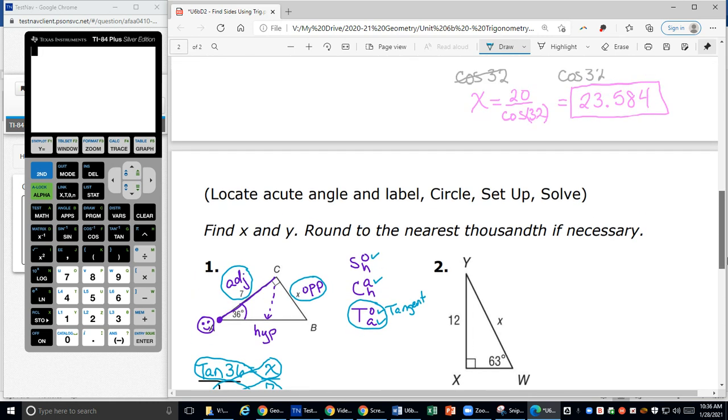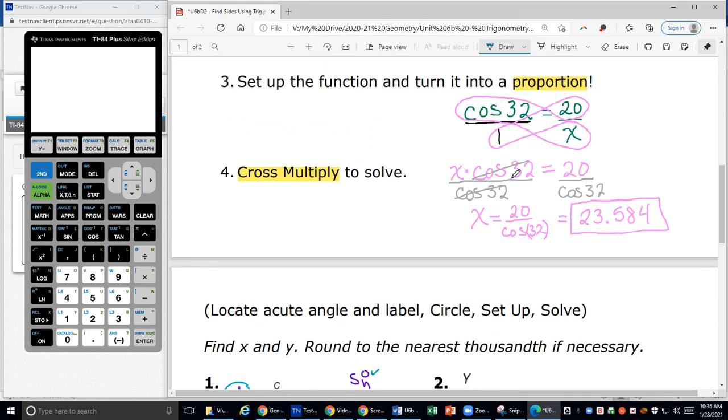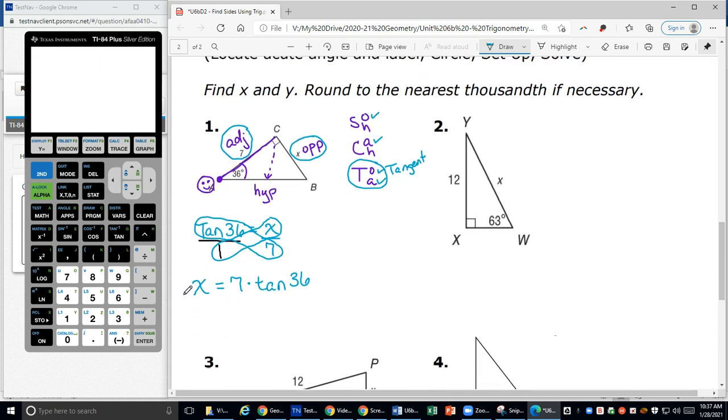Okay? Now, last time I had to divide. If I scroll up, you can see that once I cross multiplied, I had x times the cosine of 32 equals 20. And I had to divide out that cosine of 32 so that I had just x equals and I could type this in the calculator. But this time, notice x is already all by itself. So I'm not going to have to do any dividing. I can put this straight in the calculator.